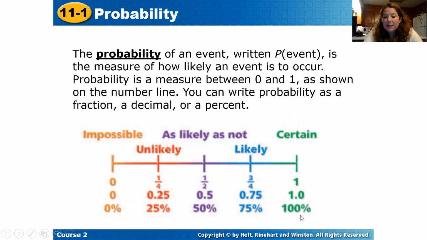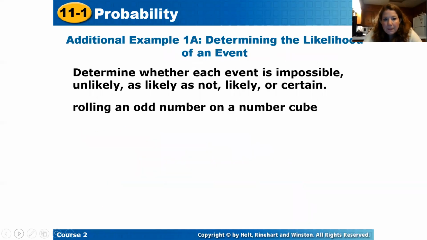So if the probability of something happening is 100%, that means it's definitely going to happen. If the probability of something happening is 0%, that means it's impossible. And everything in between tells you how likely or unlikely an event is to happen or not to happen. So determine whether each event is impossible, unlikely, as likely as not, which is 50%, likely, or certain.